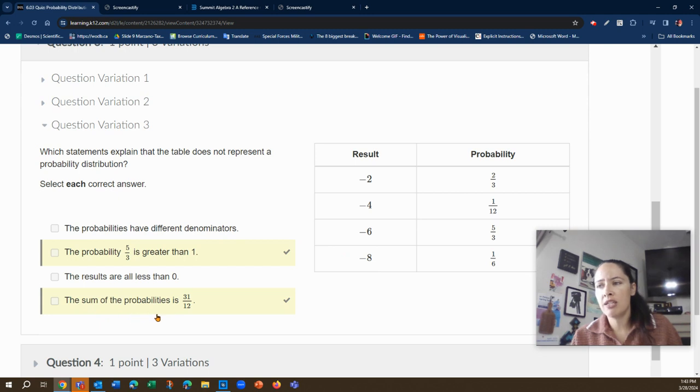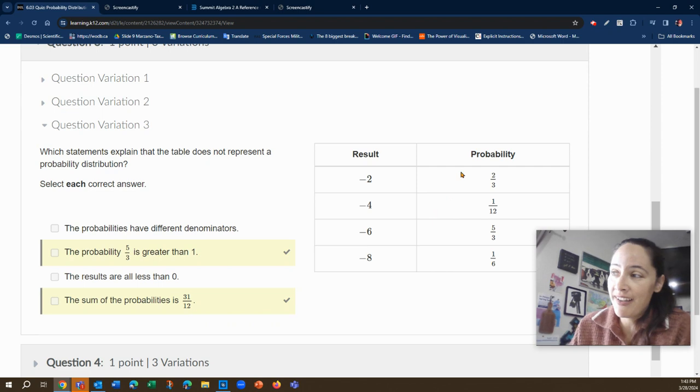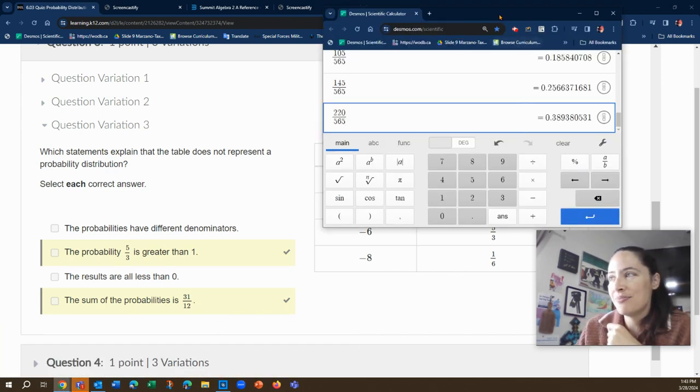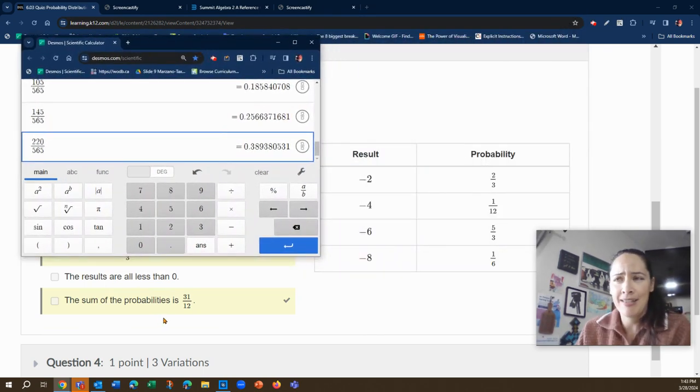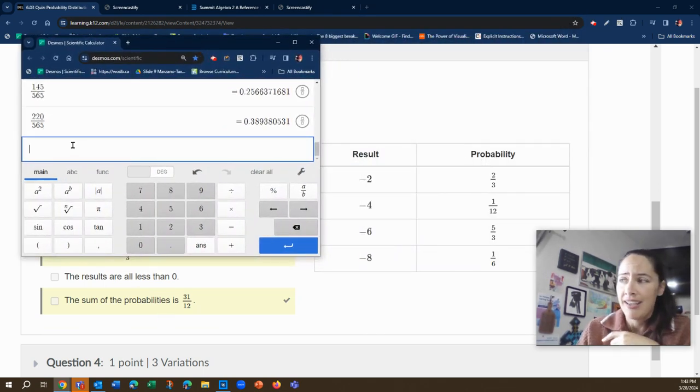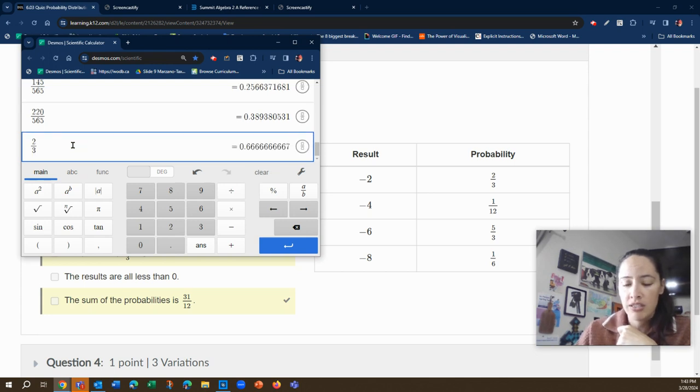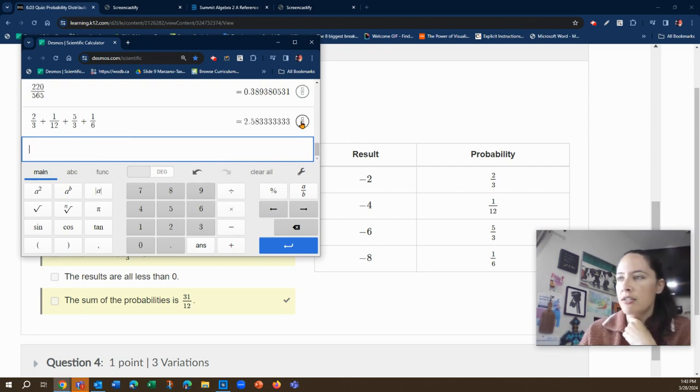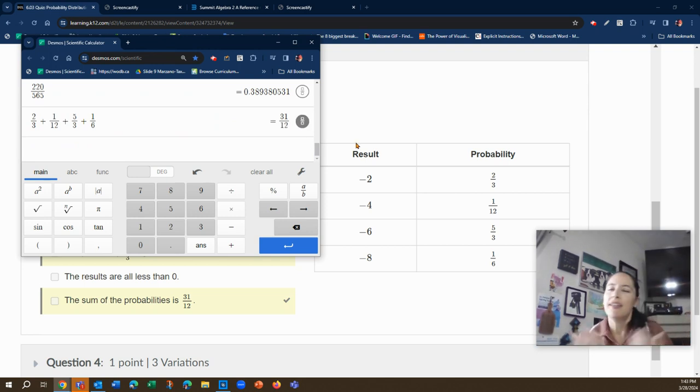The sum of the probabilities is 31/12. That's great. I don't know if that's true, so you might want to go ahead and add those up in Desmos. Does that make sense? Let's take a second and do that. Might as well, because they might say something like that, but then be tricksters, and it's not true. So let's just do it. 2/3, arrow over, plus 1/12, arrow over, plus 5/3, arrow over, plus 1/6, enter, hit this little fraction button. Yeah, it's true. So just check it.